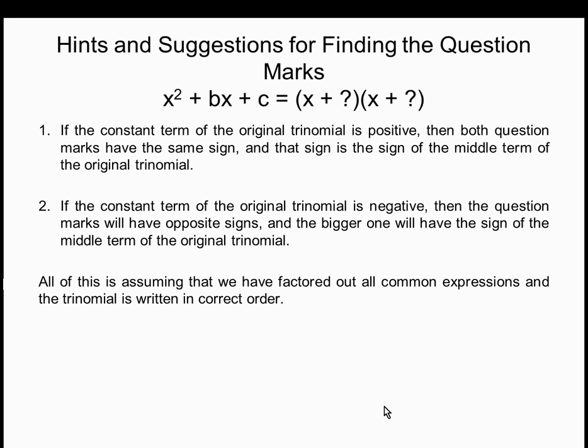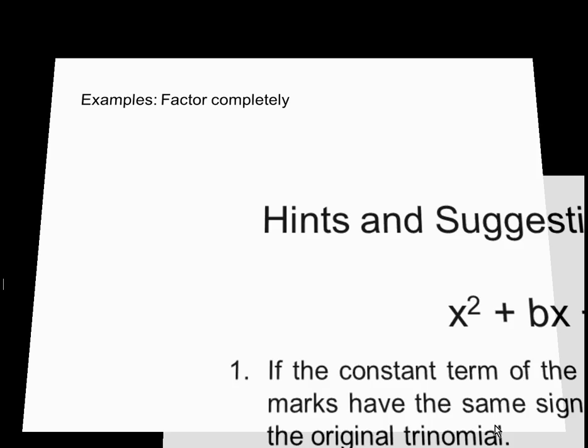Now all this is assuming that we have factored out all common expressions and the trinomial is written in correct order. So that should be the first thing you try. And not writing it in correct order is going to be something where you're going to really hate the people that don't do FOIL the correct way. Remember, FOIL is first, outer, inner, last, not first, last, outer, inner. So some examples. Factor completely.